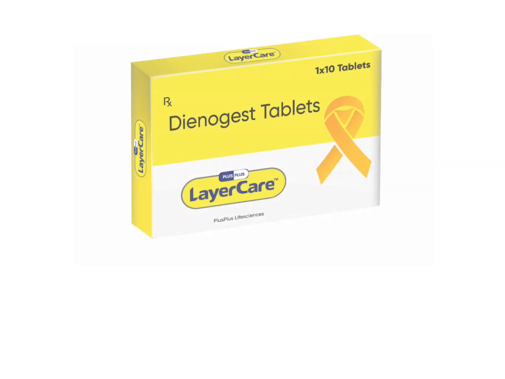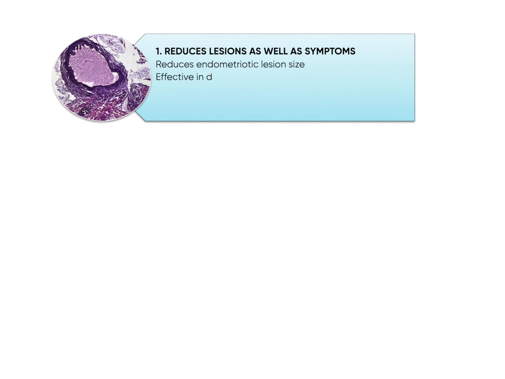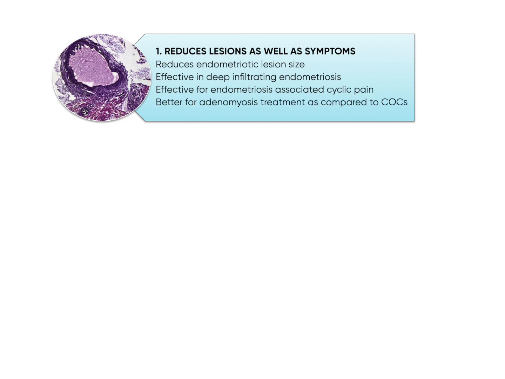Finally, what are the benefits to patients once they start their therapy with LayerCare? LayerCare has 3 main patient benefits. 1. It works on the root cause and provides symptomatic relief. How? Reduces endometriotic lesion size. Effective in deep infiltrating endometriosis. Effective for endometriosis-associated cyclic pain. Better for adenomyosis treatment as compared to OCs.